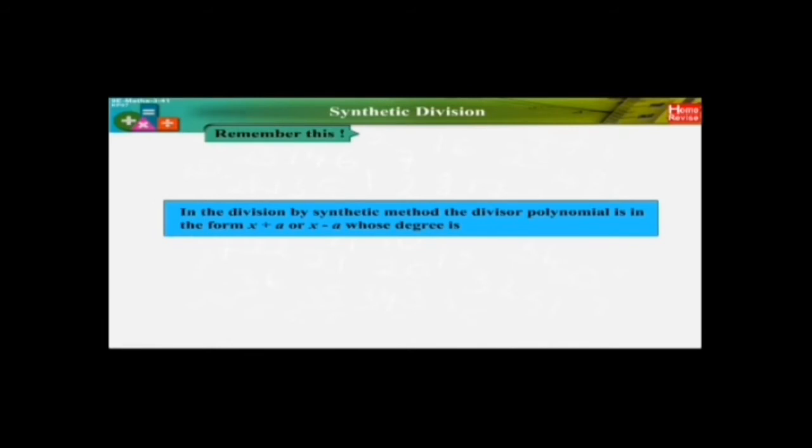Remember this: in the division by the synthetic method, the divisor polynomial is in the form x plus a or x minus a, whose degree is 1. Value of a polynomial: P of x is equal to x plus 7. Here, if we put a number instead of x, let it be 2, so P of 2 is equal to 2 plus 7, which is equal to 9.